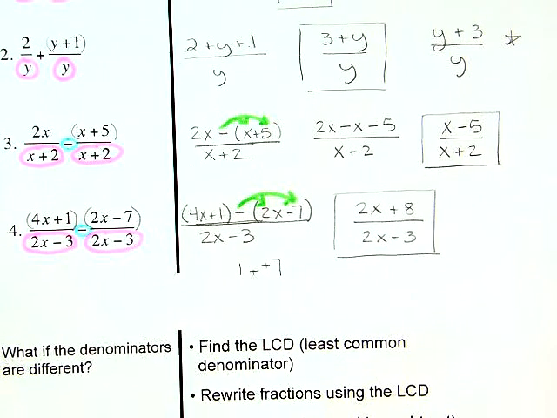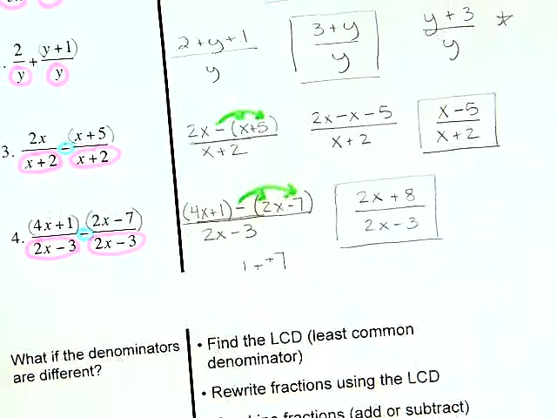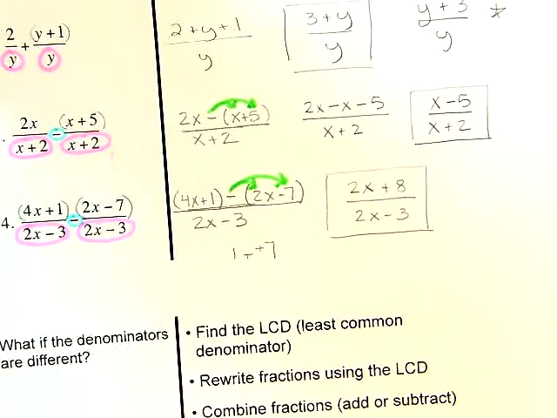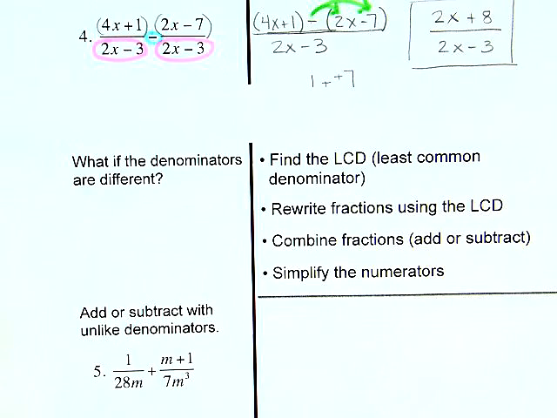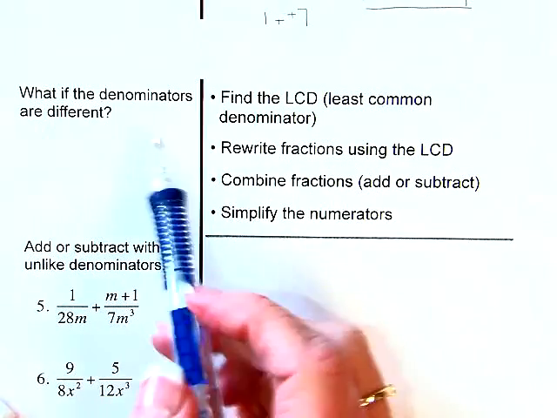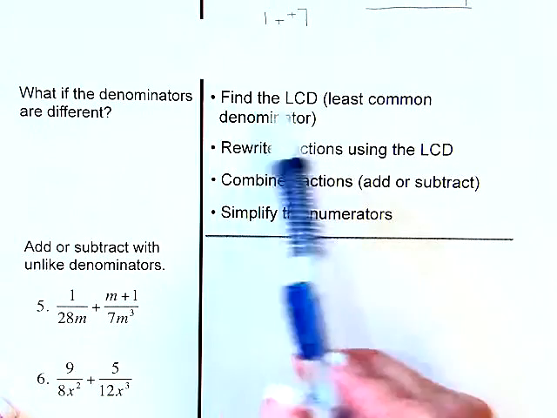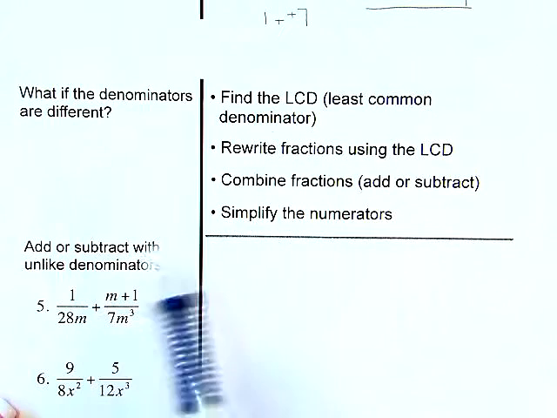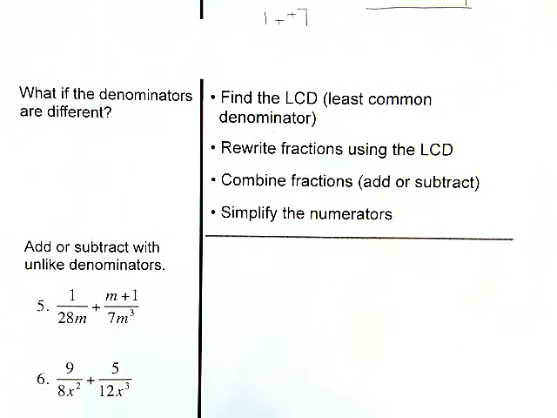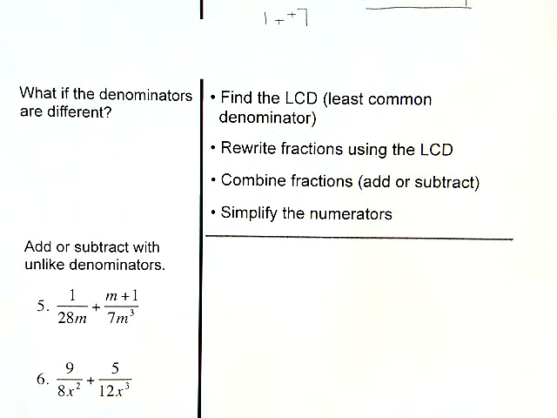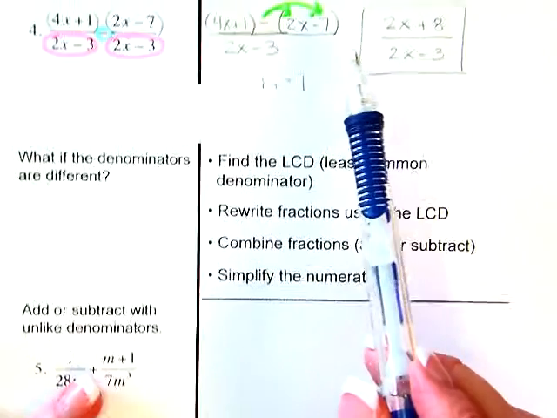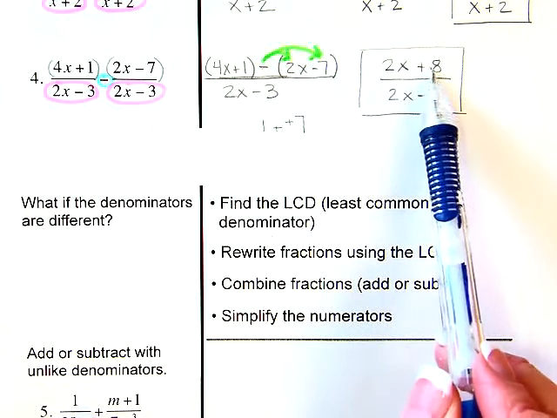So the next thing we're going to look at in this day 1 is what happens if the denominators are not the same? What do you do? And today they're going to be somewhat basic, and then tomorrow they just get to be a little bit more challenging. So anyways, if you have denominators that are different, what do you do? First, you're going to find the least common denominator, which we practice a little bit with just numbers. Then you're going to rewrite your fractions so they have the least common denominator in it. Then you're going to combine your fractions like you did up here, and then you're going to simplify your numerators like you did right here. You simplified the numerator to get this.